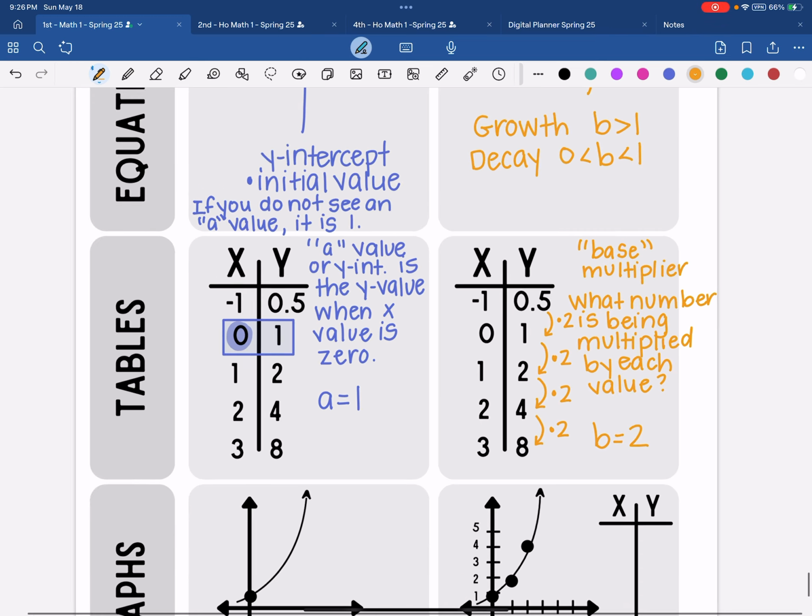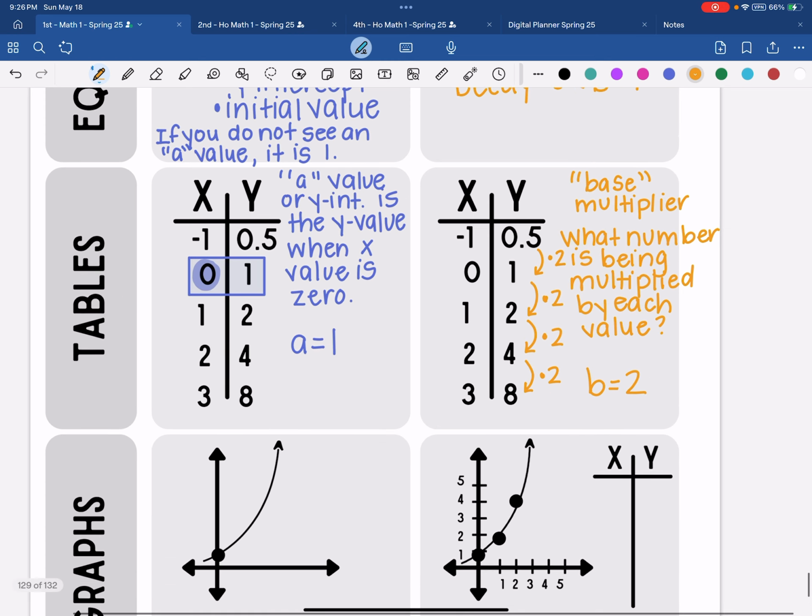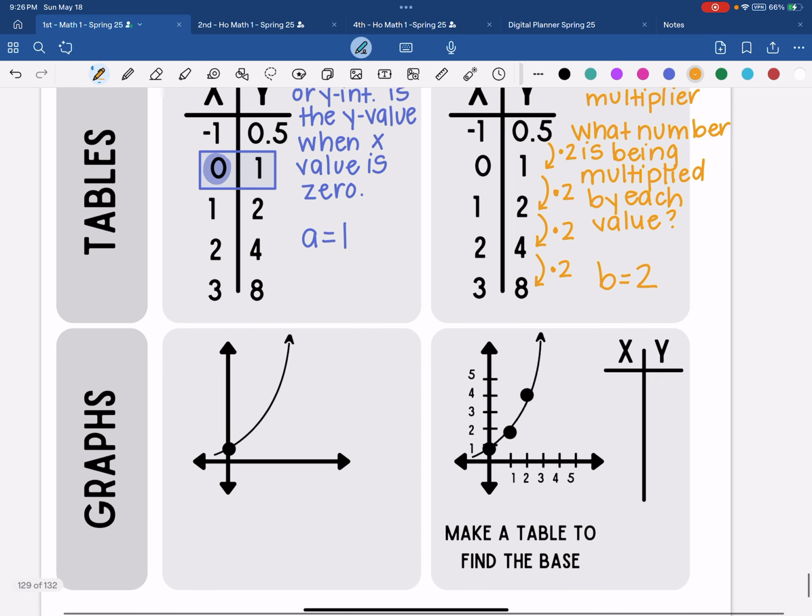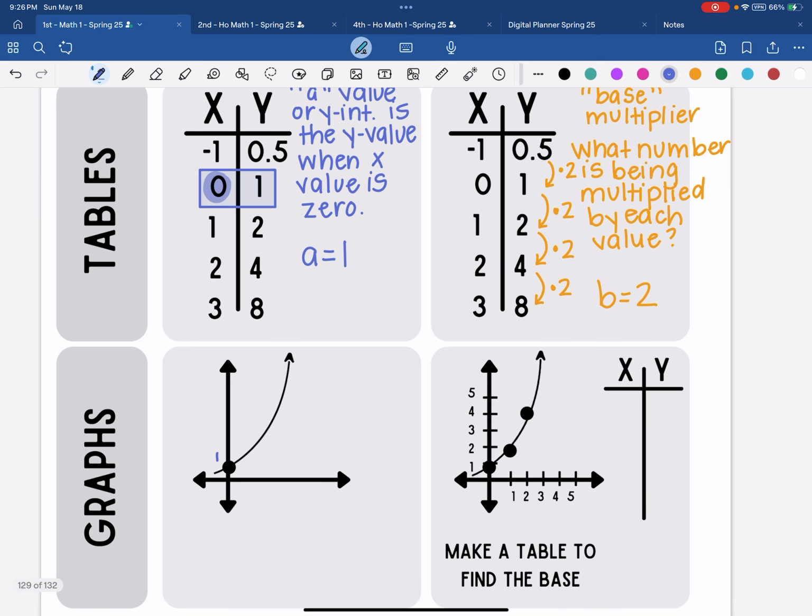Now, if you can do that with tables, then graphs are very similar. You just have to create your own table. The y-intercept is the same no matter what type of function you have. So you always ask yourself, where is the graph crossing the y-axis? Once you find that number, that is your y-intercept.